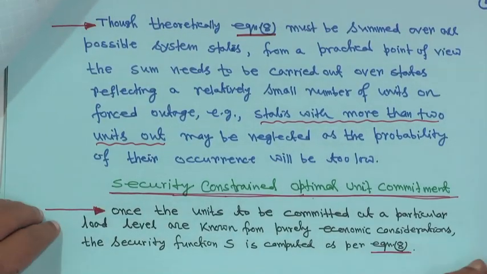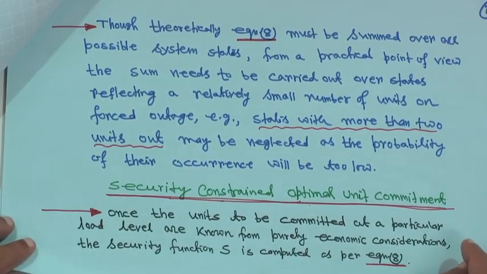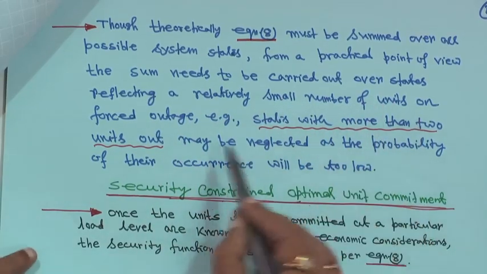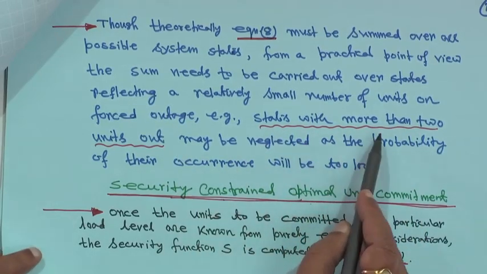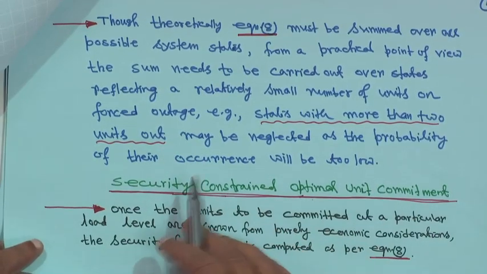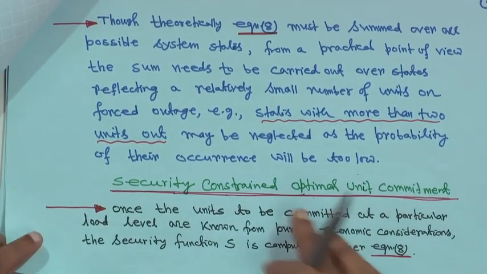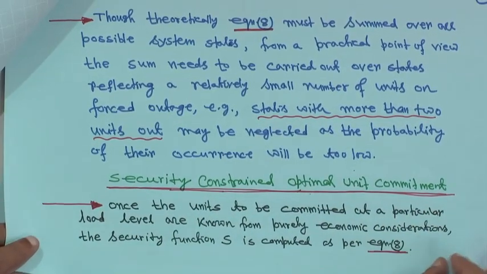Though theoretically equation 8 must be a sum over all possible system states, P1 R1 plus P2 R2 and so on, from a practical point of view the sum needs to be carried out over states reflecting a relatively small number of units on forced outage. States with more than 2 units out are very rare and may be neglected, as the probability of their occurrence is too low. If you want detail, perhaps you can do it, but do you think 2 or 3 units will be totally out together? If it happens, then you have to, but the probability will be less.